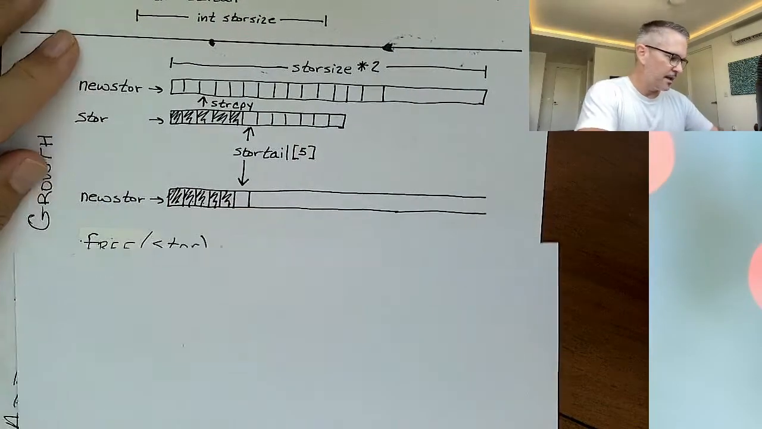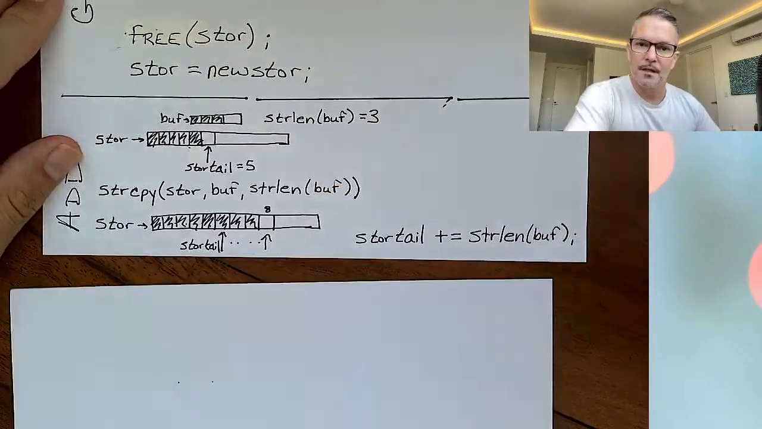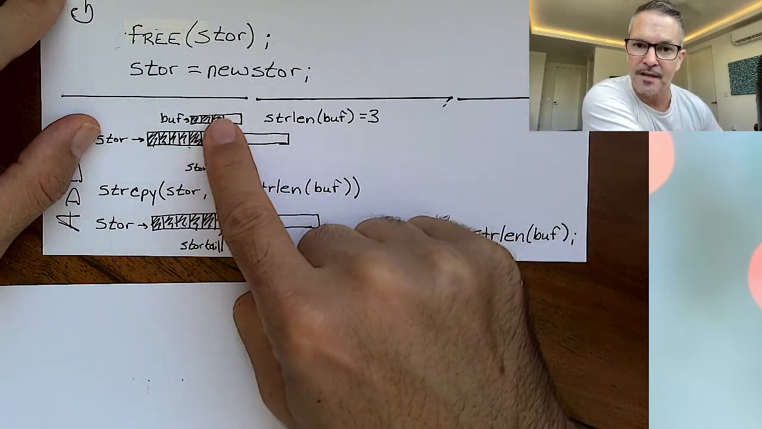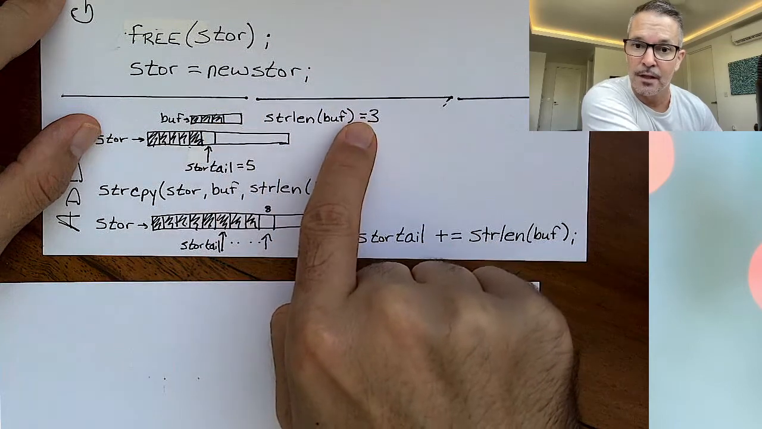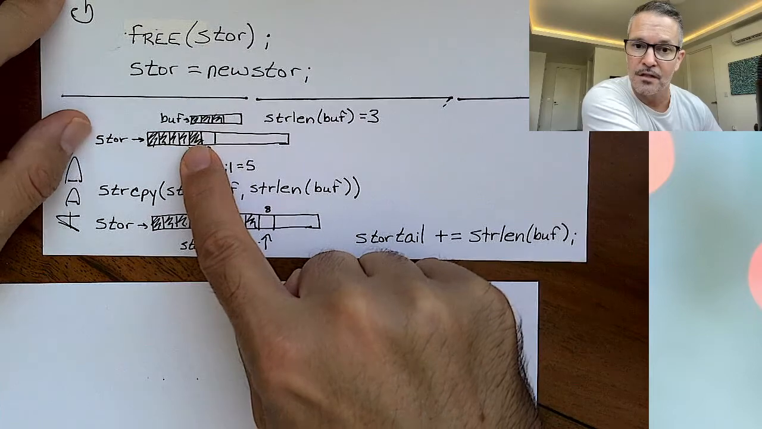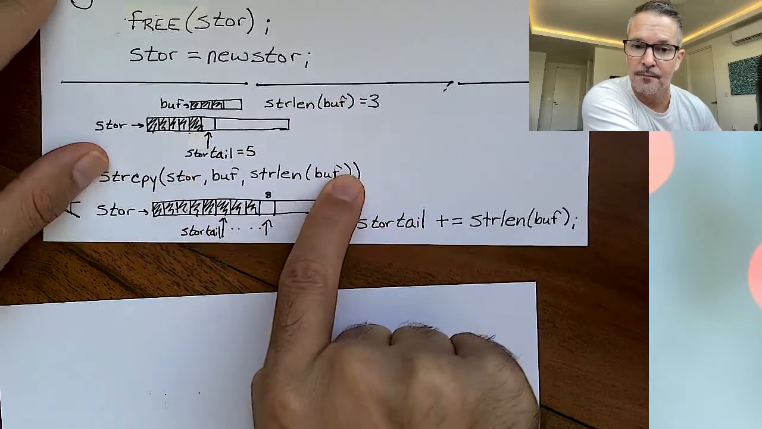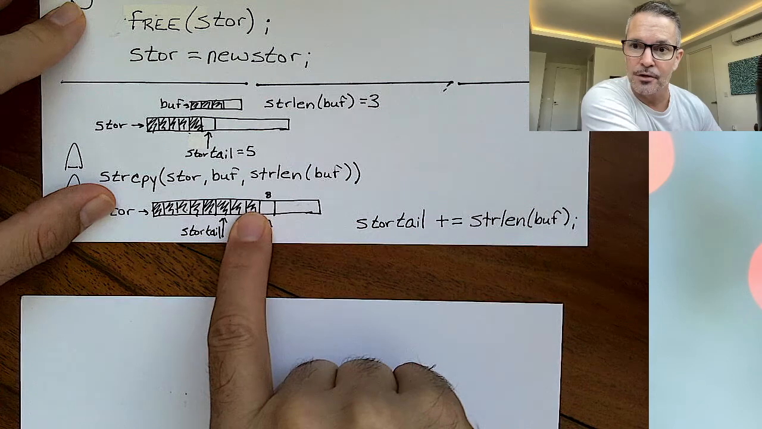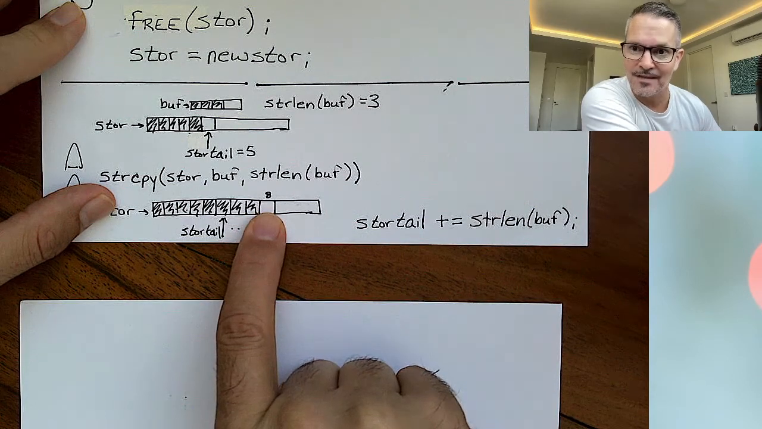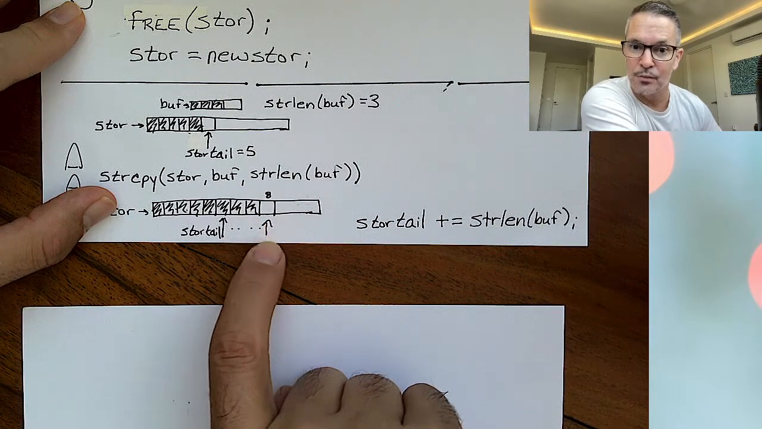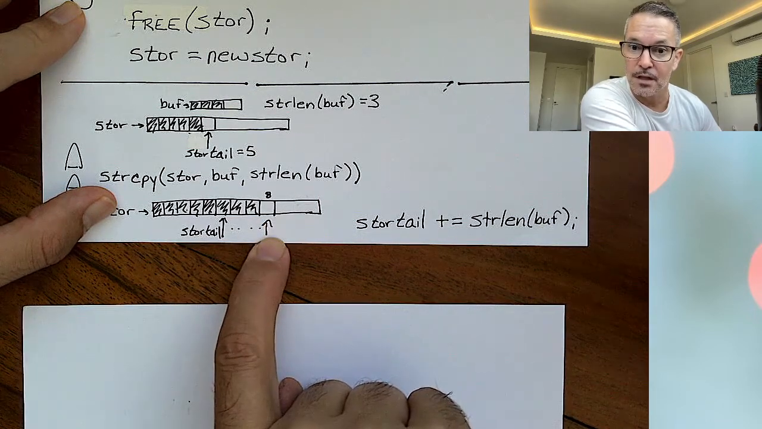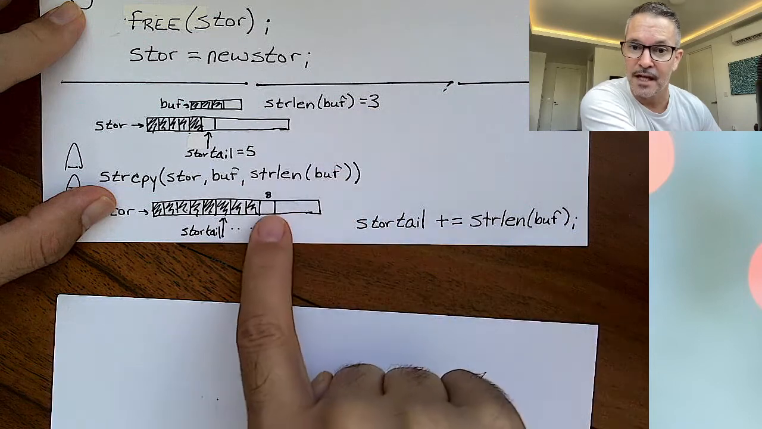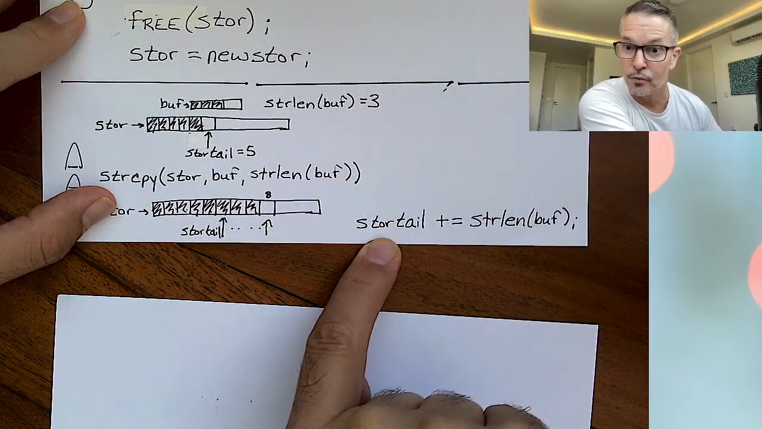Let me see, did I show an example of this? I did. So what's going to happen is my storage area where the storage tail equals 5, let's say my buffer has a string length of 3. I'm going to copy these 3 characters into the storage buffer using the string copy command. And now my storage buffer is going to have 8 total characters, which means the 8th index, which is really the 9th character, is where the new storage tail needs to get moved. So if I say storage tail plus the string length, 5 plus 3 equals 8, so that's how I advance the storage tail to the new location where it needs to be.